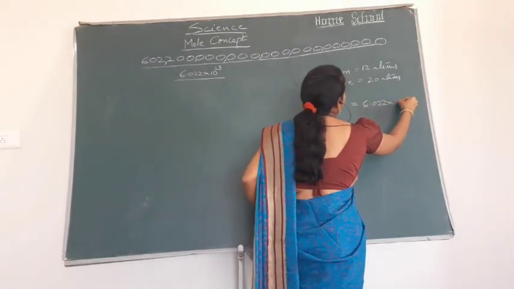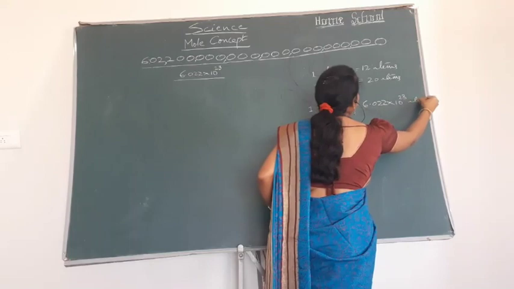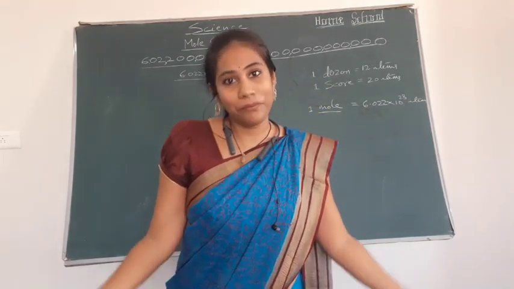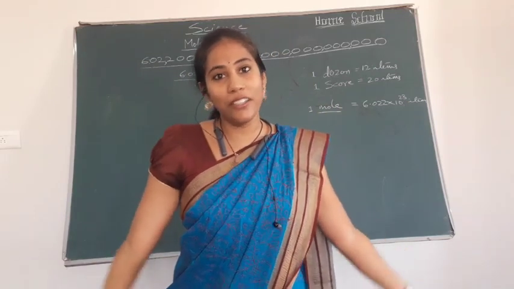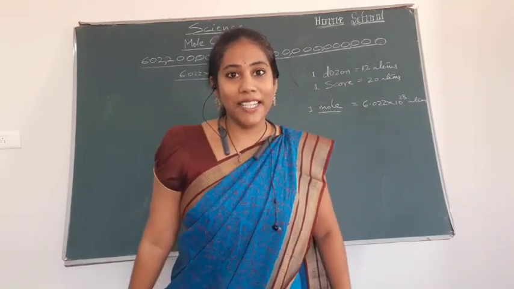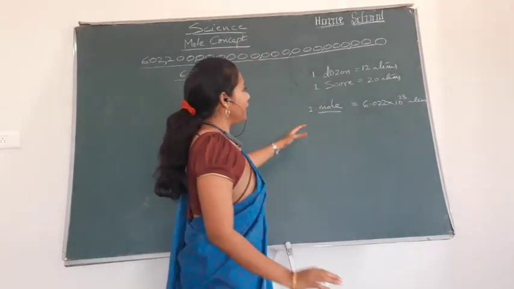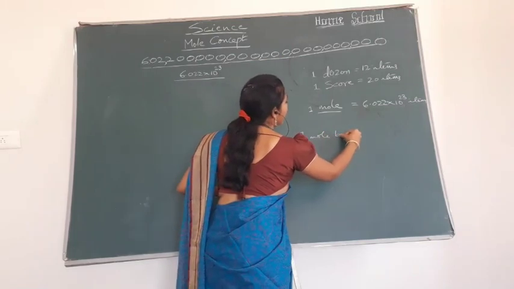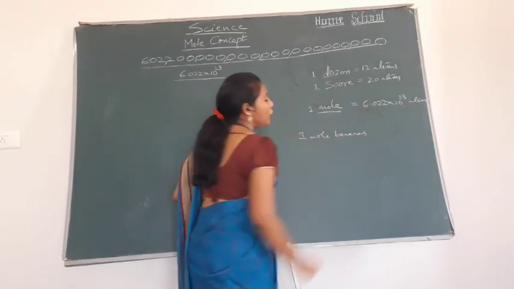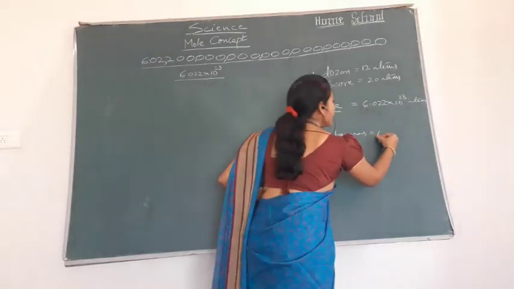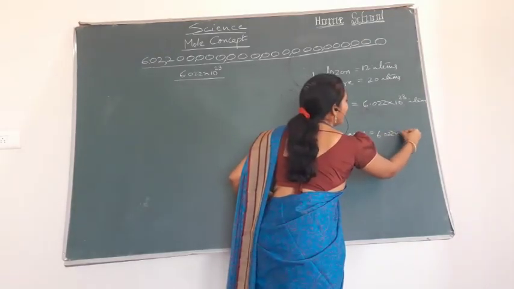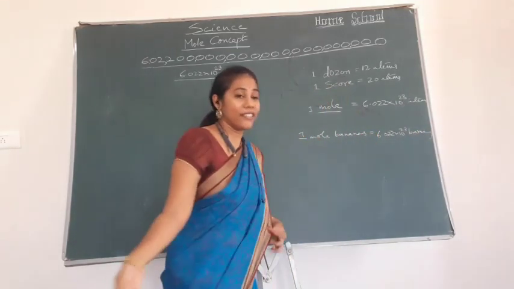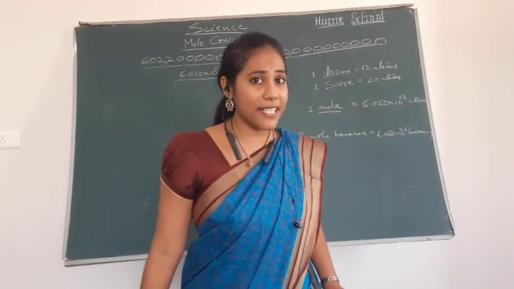6.022 into 10 to the power of 23 items. And your items can be anything. In chemistry, what is our item? Atom, molecule, ion or electrons, right? So these are our items. Now, 1 mole of bananas. Can you tell me what you mean by 1 mole of bananas? Yes, it is 6.022 into 10 to the power of 23 bananas. Items can be anything, right? But in our chemistry, we use atoms and molecules as items, that's it.